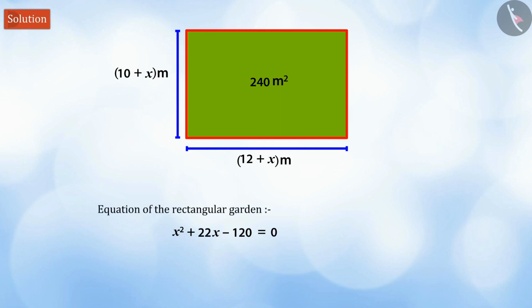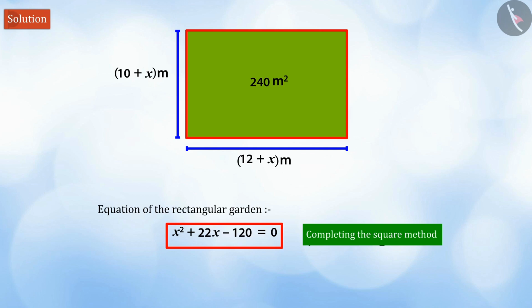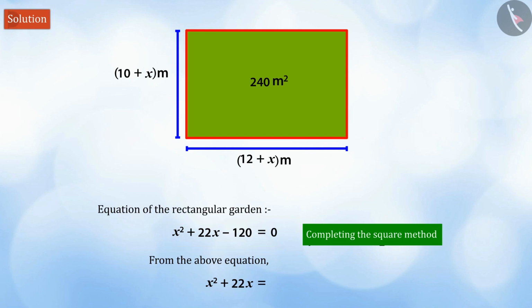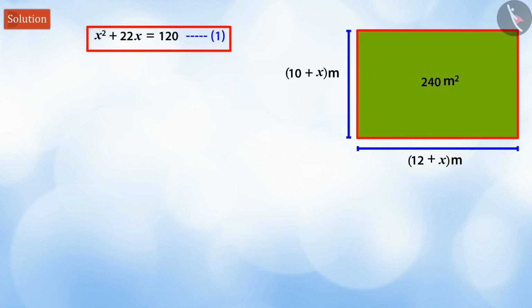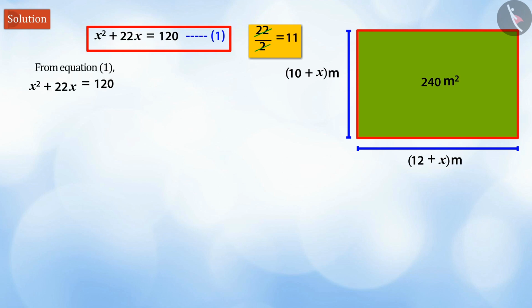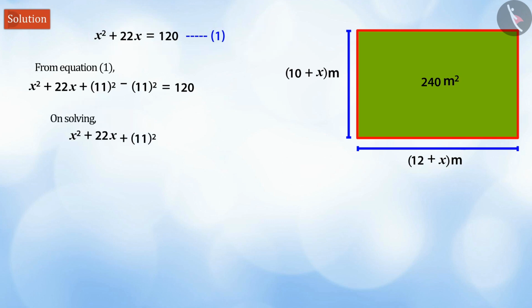Do you remember how we solved a similar equation in the previous video? Well done! We can solve this by the completing the square method. First and foremost, we see that the equation is not in the form of a perfect square. To simplify it, let us move its constant to the right side. Now, if we divide the coefficient of x in equation 1 by 2, we get 11. Let us add and subtract the square of 11 to the left side of equation 1 to keep the equation balanced.